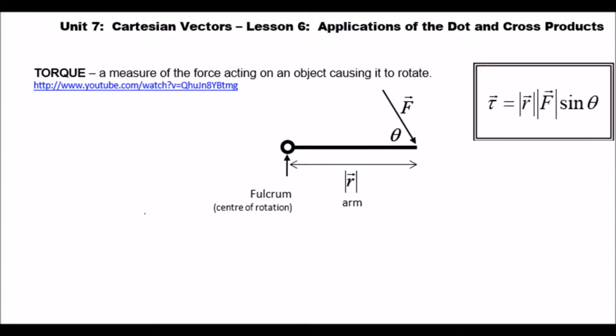But the first one we're going to do is torque. Torque is a measure of force acting upon an object, causing it to rotate. So the object rotates around what we call the fulcrum point, the center of rotation. The arm is the length of the object you're using to rotate, and the arm vector always goes out like that. Then we've got the force which we're applying to the object, and the angle between the force we're pushing at and the object we're pushing on to rotate the fulcrum.